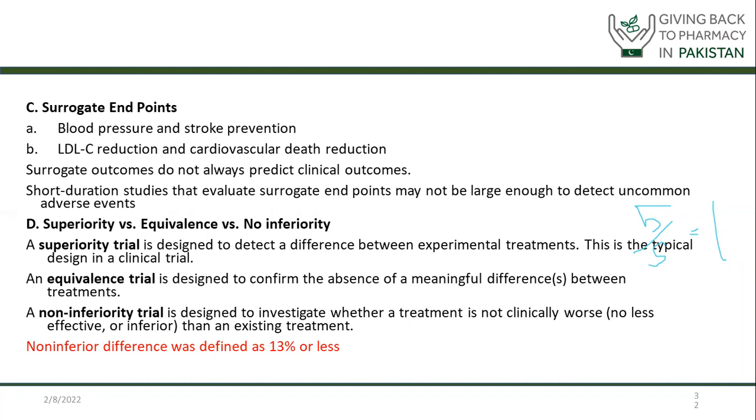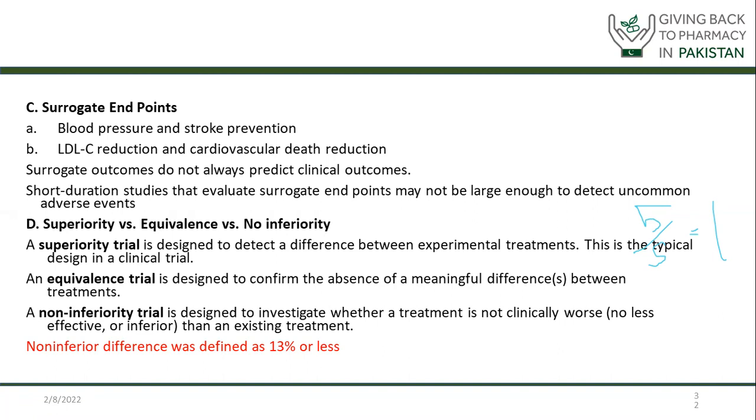So surrogate outcomes do not always predict clinical outcomes. It's very important. It doesn't mean that if you have high blood pressure, you will get a stroke. Short duration studies that evaluate surrogate endpoints may not be large enough to detect uncommon adverse effects. So these are normally short studies.